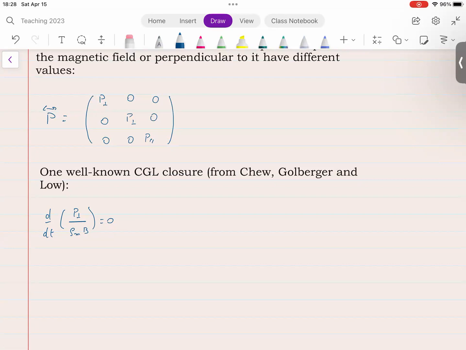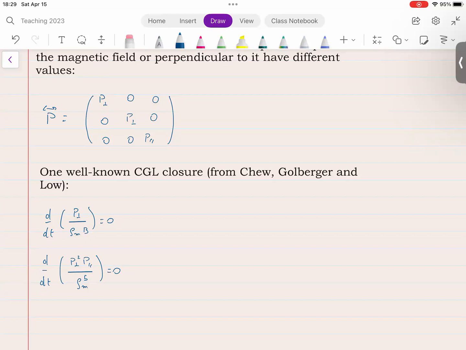And the second one is that the derivative of, now we have P perp squared times P parallel divided by rho m to the 5th power is equal to 0. That's, I'm sure, super intuitive. You can all see where that comes from.